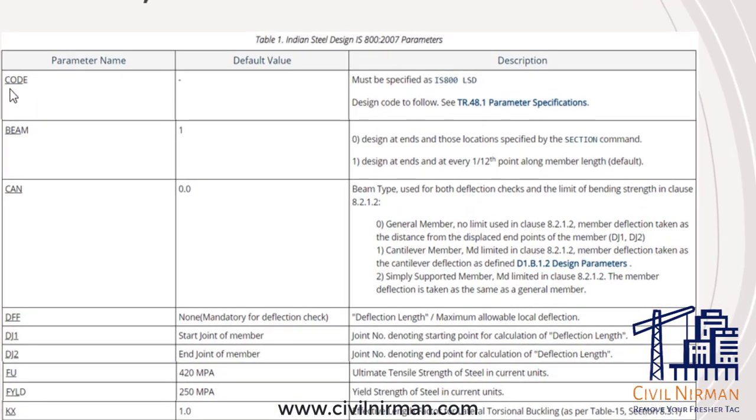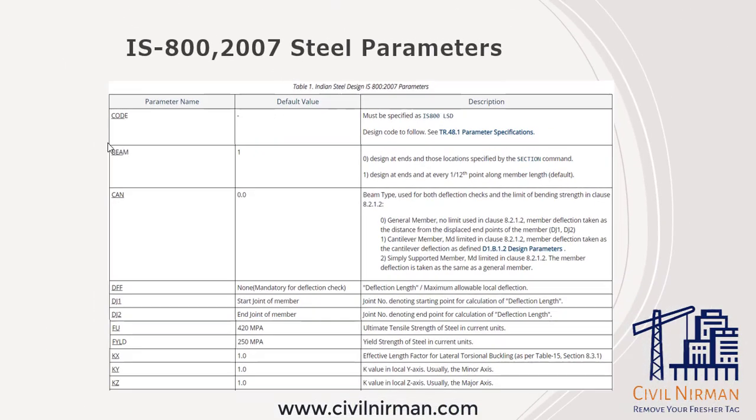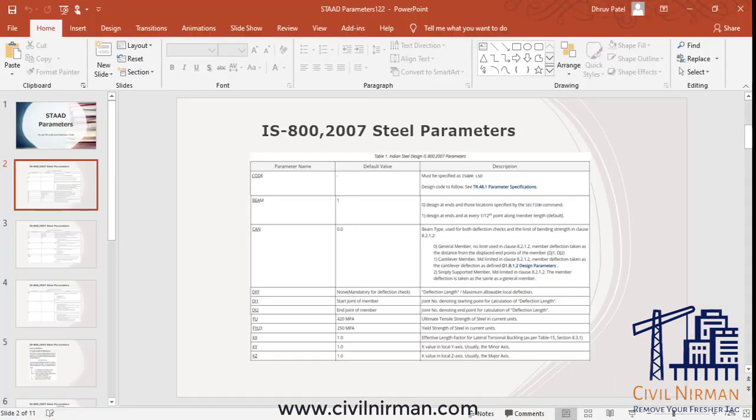So the first parameter that we are going to start with is code. In STAAD Pro, you have to define through which particular code you want to design your structure. So we start off with IS 800 2007. This is a must when you initially deal with design parameters. Now let me just show you.